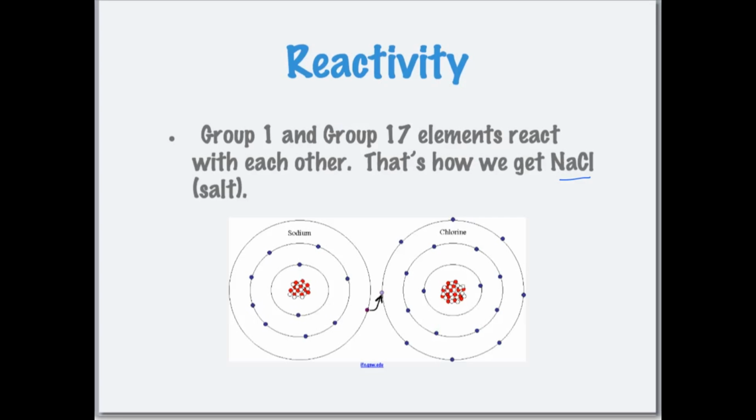So we have a sodium atom and we have a chlorine atom. We see on our sodium atom that it has this 1 valence electron, and it wants to lose that valence electron so that it will have this full outer shell. So it's going to bond with chlorine and give chlorine that electron. Well, it just so happens that chlorine, we said, had 7 valence electrons, but now by gaining an electron from sodium, it now has 8, and it has a full outer shell.